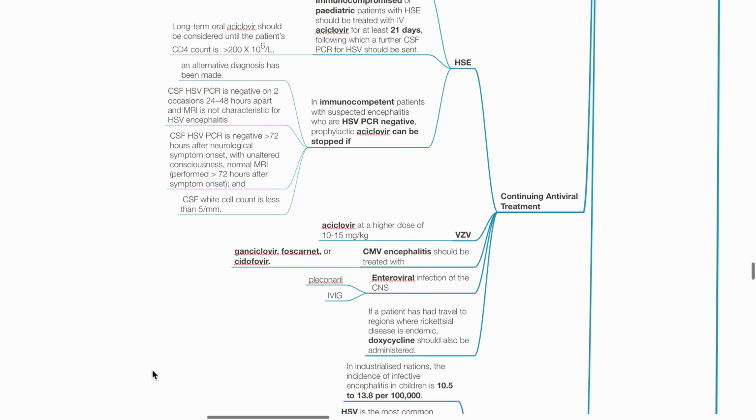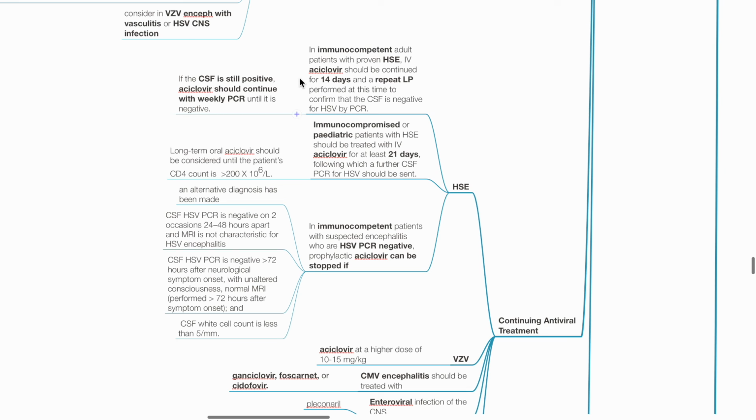Continuing antiviral treatment. For immunocompetent adults with proven herpes simplex encephalitis, IV acyclovir should be continued for 14 days and a repeat LP performed at this time to confirm if CSF is negative for HSV by PCR. If CSF is still positive, acyclovir should continue with weekly PCR until negative.